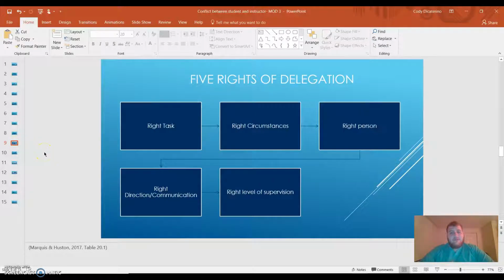So there are 5 rights of delegation. You have the right task, right circumstance, right person, right direction and communication, and then the right level of supervision. And this is something that we've been going over since day 1 in nursing school.